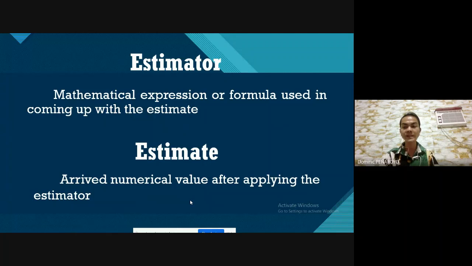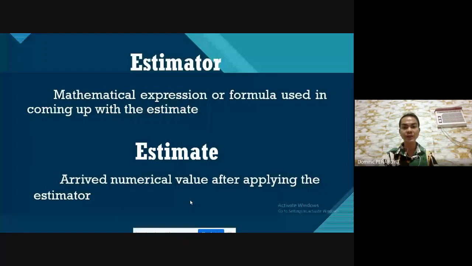Now, for example, class, you need to guess the age of your teacher, your statistics teacher. Okay, so that is your task. And you are given a chance to ask one question to come up with the correct answer. So probably the question that you will throw is, what is the birthday of your teacher, for you to determine the present age of your subject teacher.